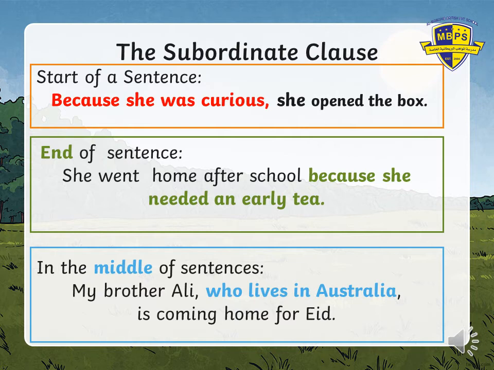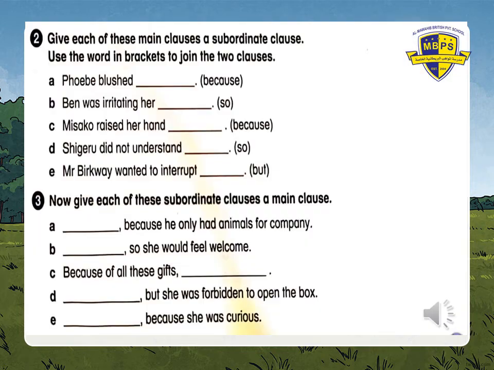My brother Ali, who lives in Australia, is coming home for Eid. Now we have used the subordinate clause in the middle of the sentence. So a subordinate clause can come in the beginning, at the start of the sentence, at the end of the sentence, or in the middle of the sentence.